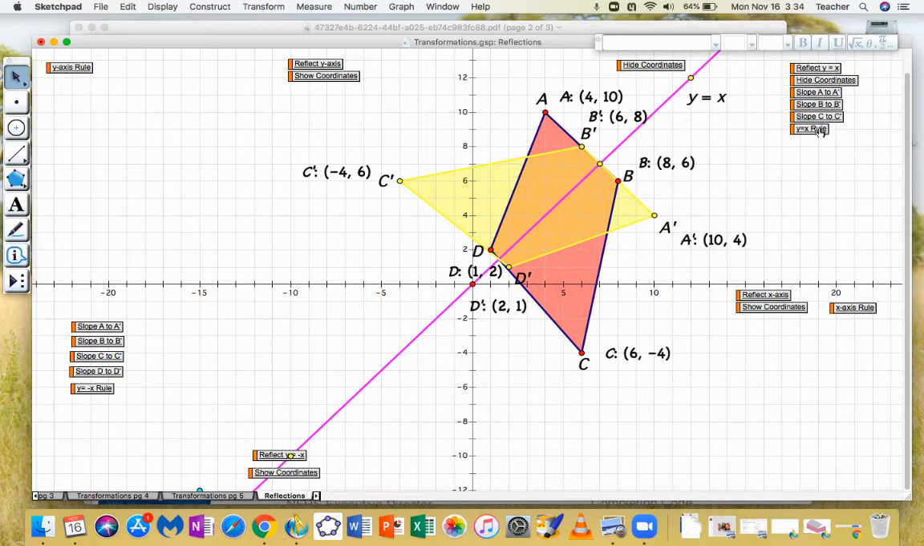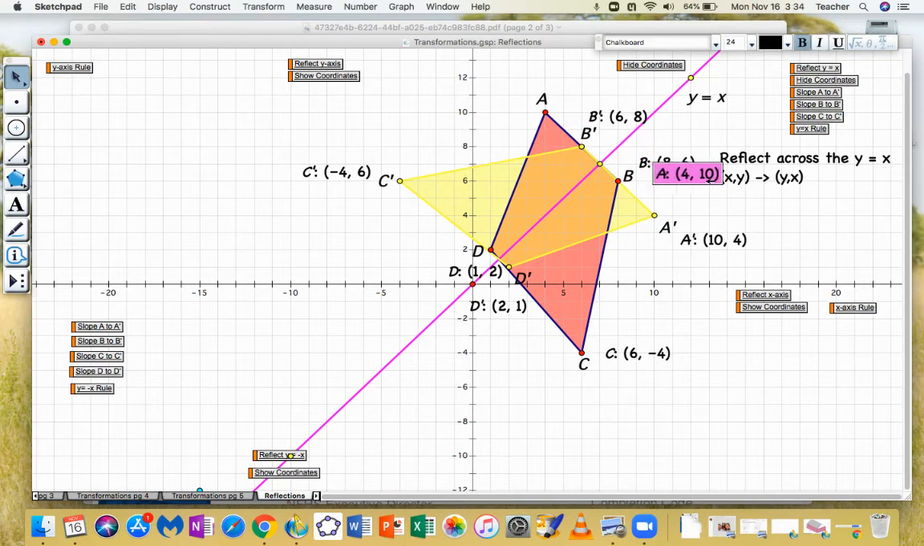Okay, so here's your rule with y equals x. (x, y) turns into (y, x). So what that means is, again, let's take A again, it's (4, 10). You're just going to flip that to where now A prime is (10, 4). Okay, so that's a rule. Basically, you just need to remember it. We'll talk about why it is what it is later, but that is what your rule means.